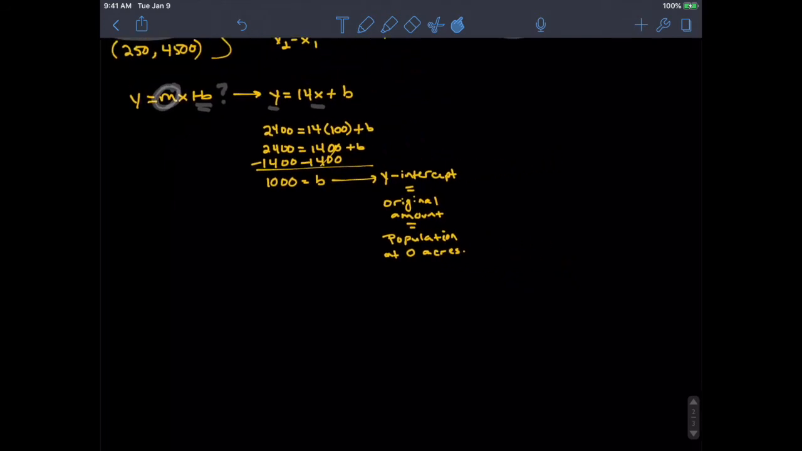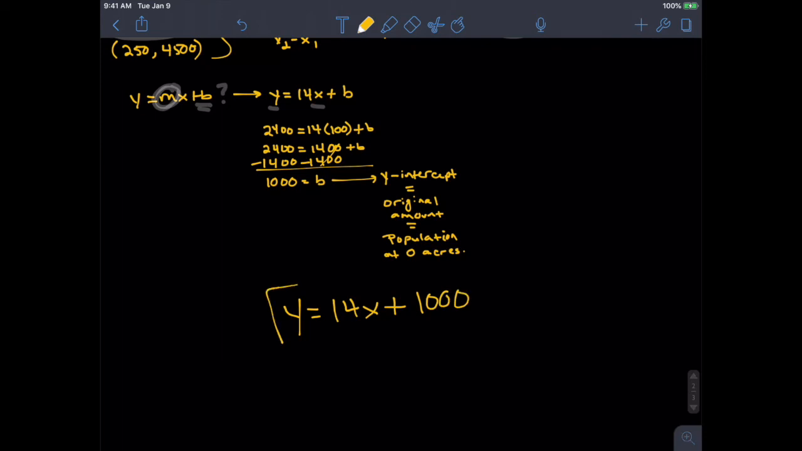I'd say it's about time we wrap this up. Our final answer is going to be y equals 14x plus the original amount of deer, 1000. Y equals 14x plus 1000.